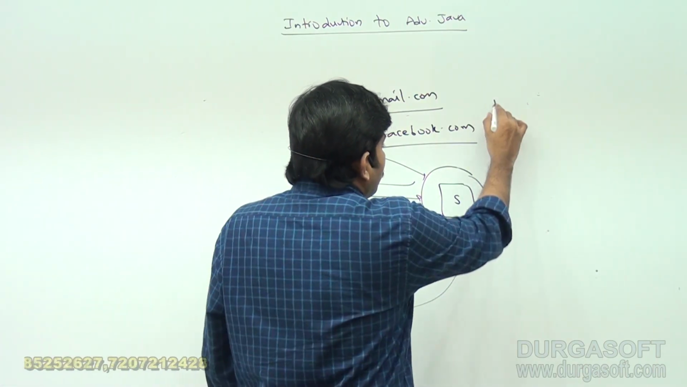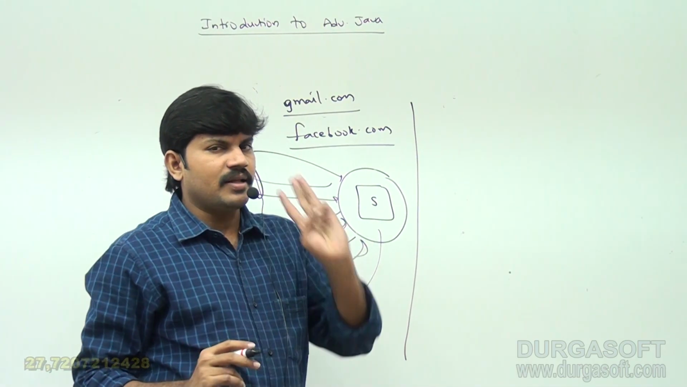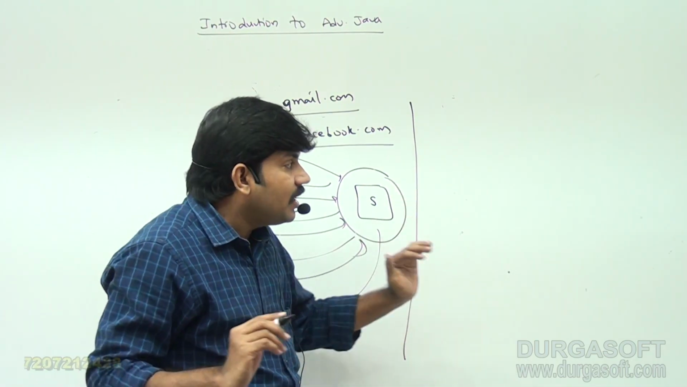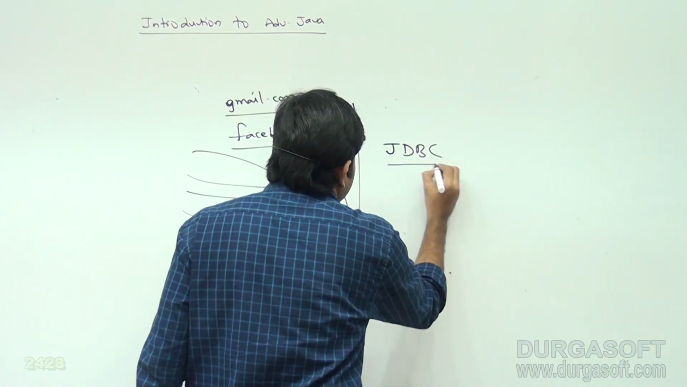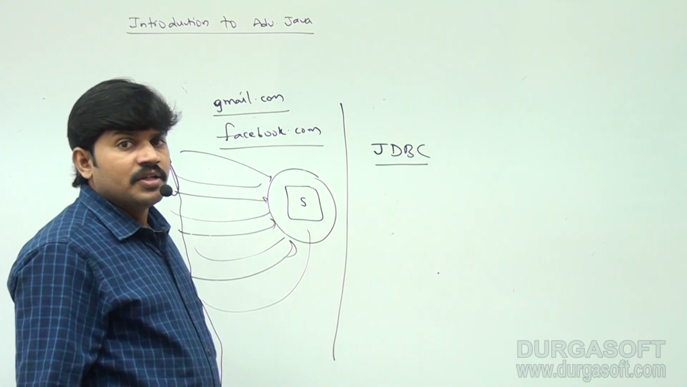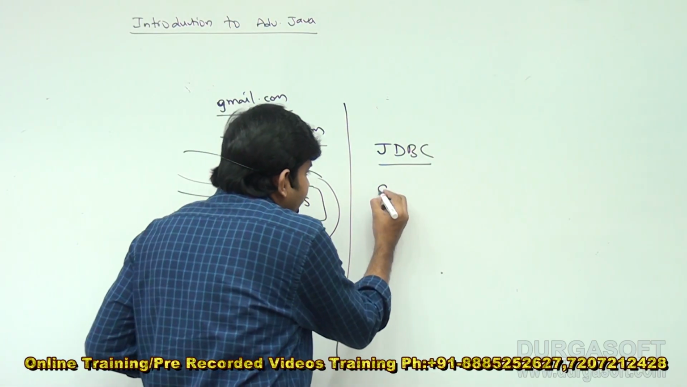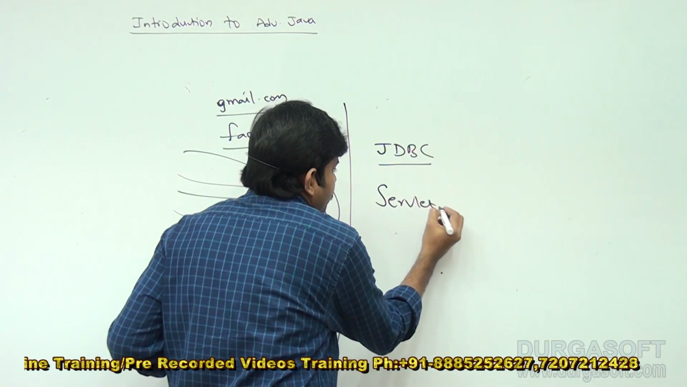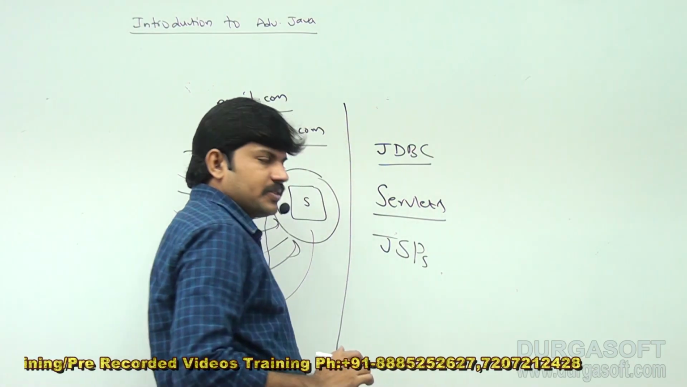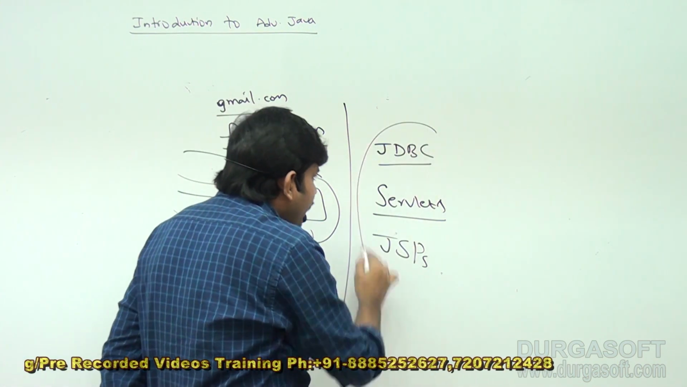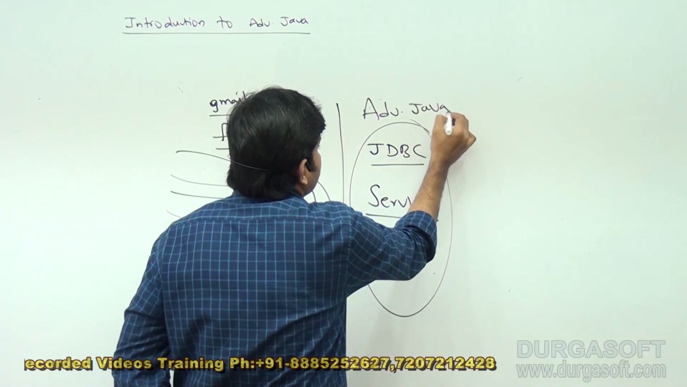In Advanced Java, which technologies are there to develop these web applications? Very simple: on the Java side, only three technologies we are going to use in our Advanced Java. First one, JDBC, Java Database Connectivity. The second technology, Servlets. The third one, JSPs.